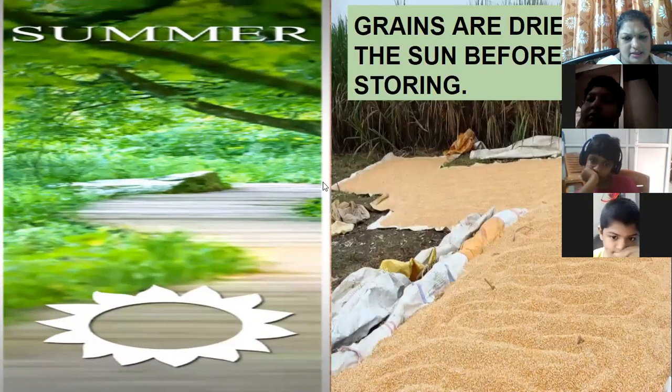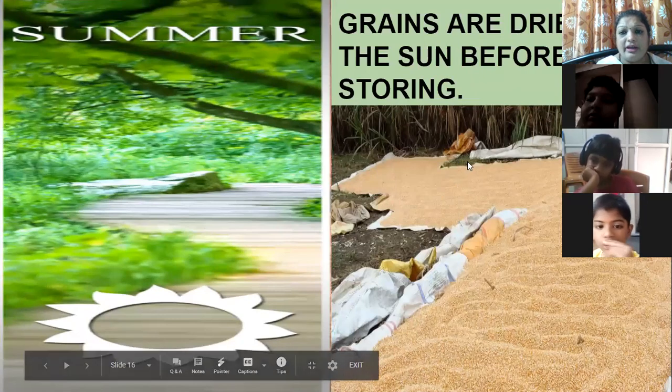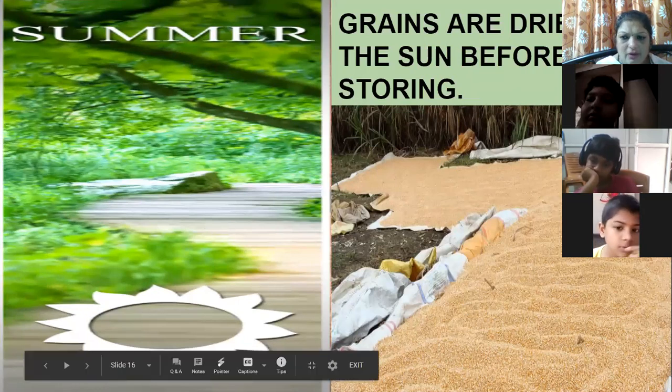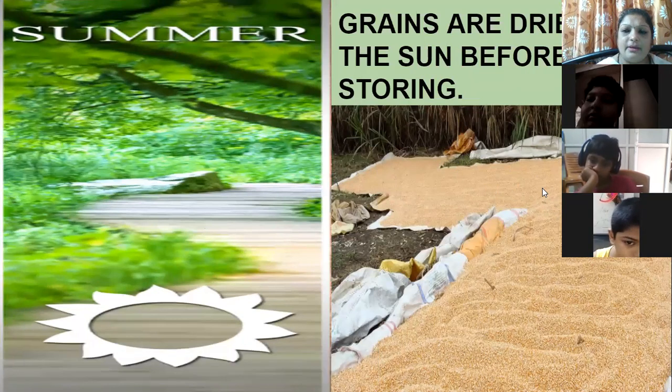See, in summer season, foodstuffs are spoiling, but there is one more benefit of the summer season: you can dry the food grains. Food grains are dried in the hot sun. Why are food grains dried in the hot sun? To remove the moisture, the water content from the food grains. And this is how, because of the sun, because of the solar energy, food grains are being stored.